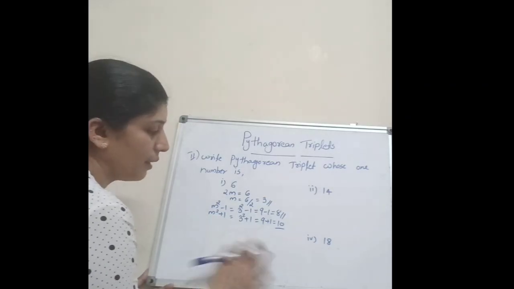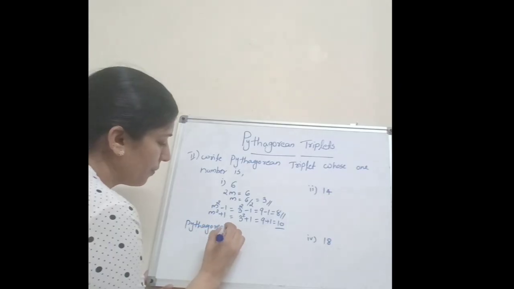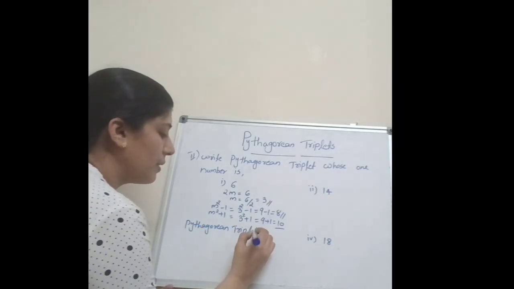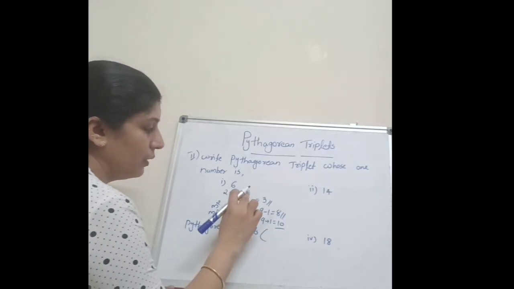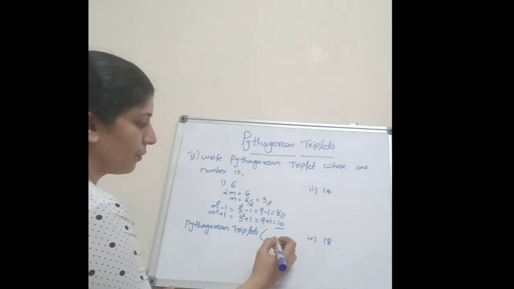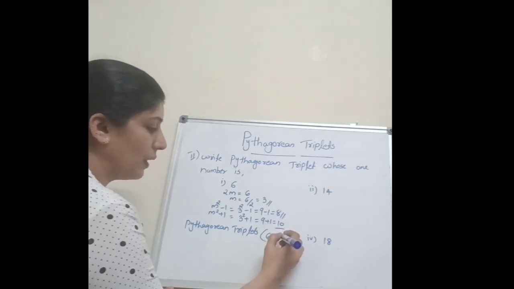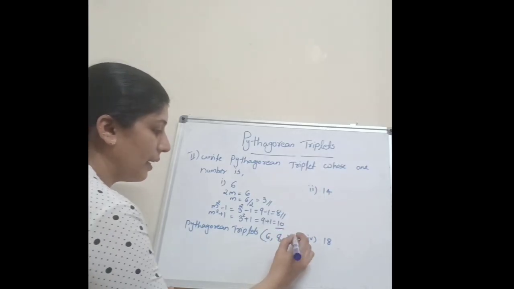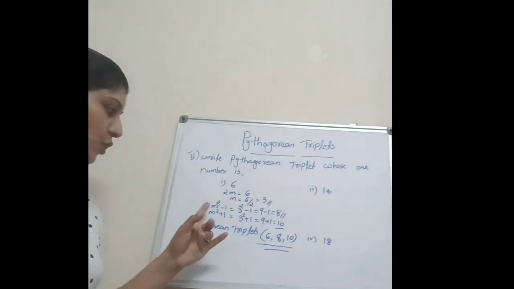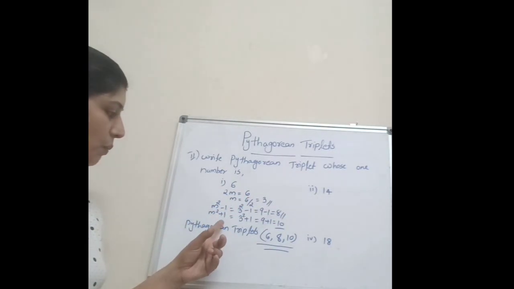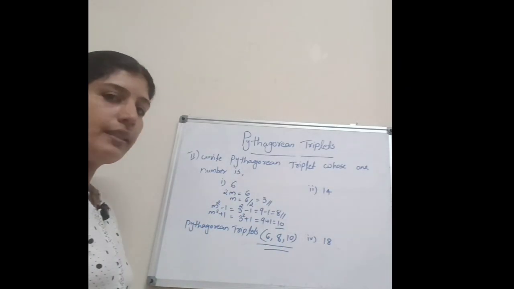Therefore, the Pythagorean triplets are of the form 2m equal to 6, then m square minus 1, 8, and m square plus 1 is 10. Therefore, 2m equal to 6, m equal to 3, and m square minus 1 equal to 8, m square plus 1 equal to 10. Therefore, the Pythagorean triplets are 6, 8, and 10.